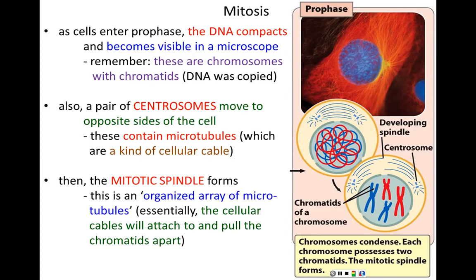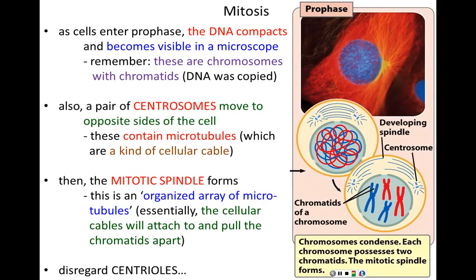The textbook says the mitotic spindle is an organized array of microtubules. I translate that to say essentially it's the cellular cables that will eventually attach to and pull the chromatids apart. But I think if you hold on to that mental image of a single large fishing pole as the centrosome, individual mitotic microtubules coming out of that, being each of the microtubule cables, those are your fishing lines, but all of those lines together making up this spindle, this mitotic spindle.